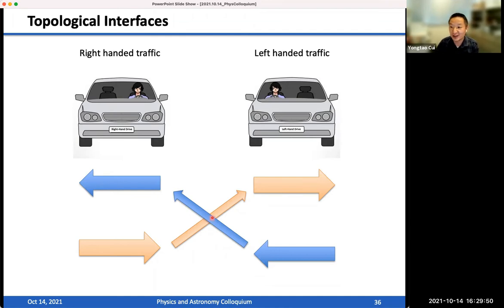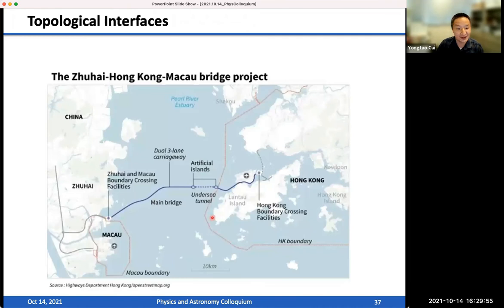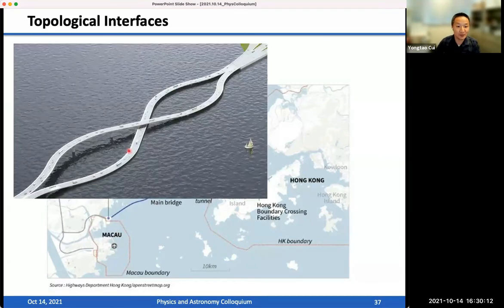And of course, we don't really need to worry about building such a bridge, but somewhere else in the world, people do need to. This is the southern part of China. In Hong Kong and Macau, people use the left-handed traffic system. But in mainland China, people drive on the right-hand side of the road. So when they built this bridge connecting Hong Kong, Macau, and Zhuhai, they had to consider this. One of the proposals is exactly this overpass that we have talked about.